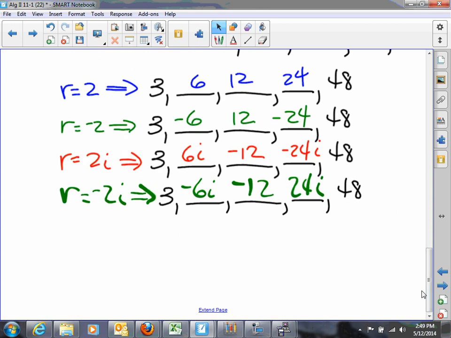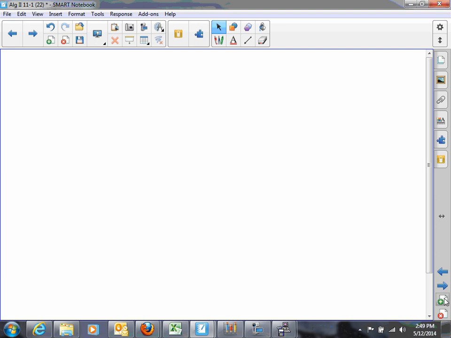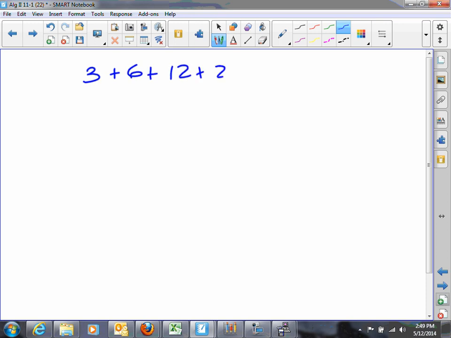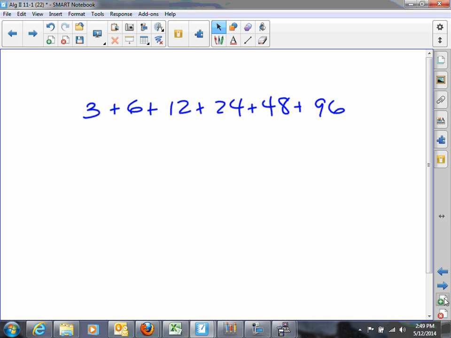Now, the next thing that comes up is how do we add terms of a geometric series together? Let's just come up with a geometric series like 3 plus 6 plus 12 plus 24 plus 48 plus 96. And let's say we wanted to add these terms together. Now, if we tried Gauss's method of turning them around, 96 plus 3 would give us 99, but 48 plus 6 gives us 54. So that method doesn't work.